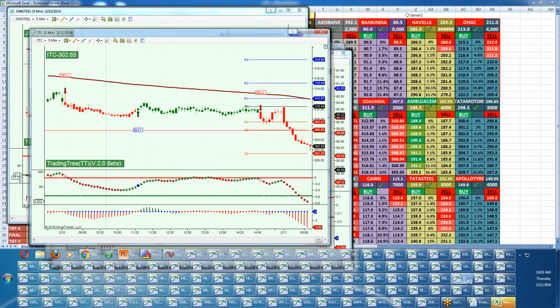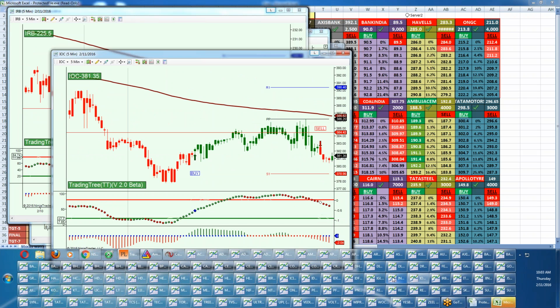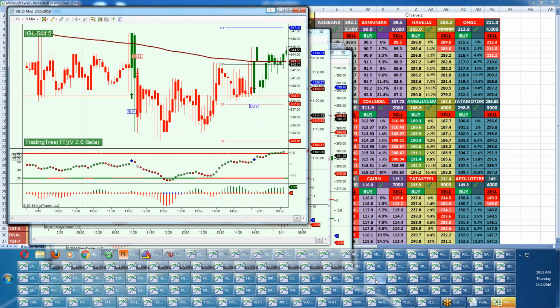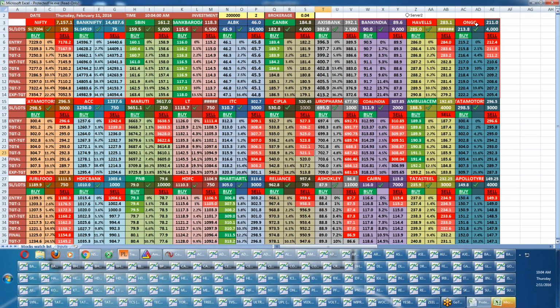ITC, your next level can be 301.50. IGL, we should get a buy. Let's, in place of ONGC, let me add IGL. I think it's too far away. I mean, you can just see that it's at 544. Your entry is 548. So another 1%.